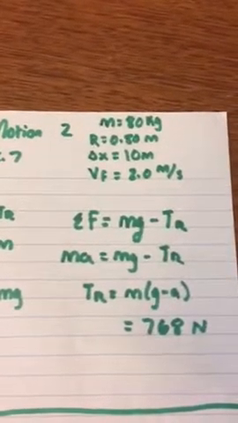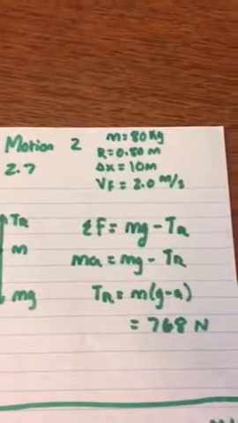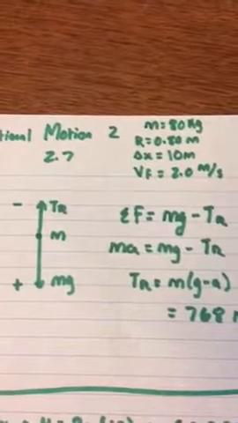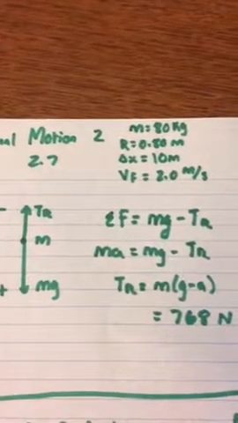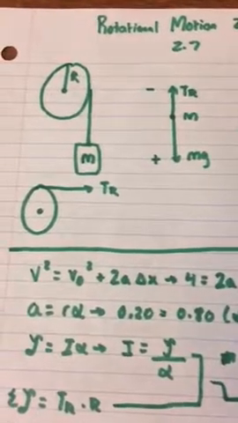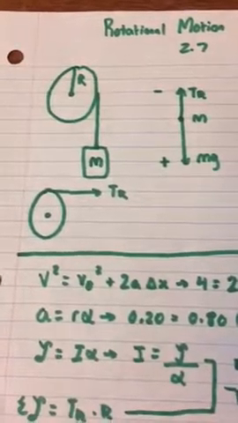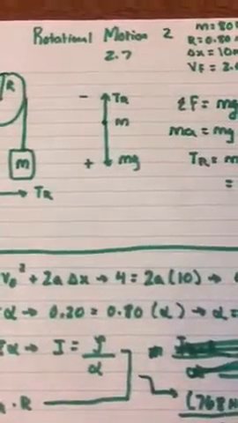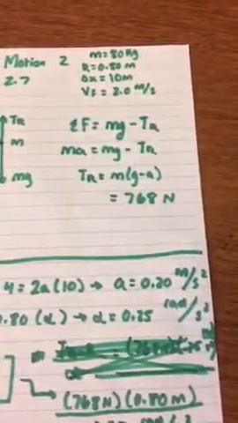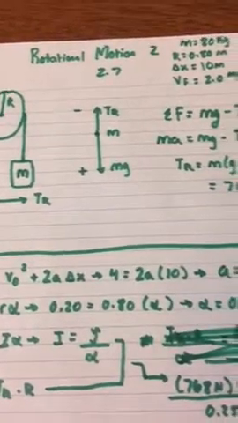Manipulating these equations a bit and plugging in our values for m as 80 kg and g as 9.8 meters per second squared, we can solve for ma because we have this first equation. We know we want to reach a velocity of 2 meters per second at the end. So we'll end up getting 4 is equal to 2a times 10. So our a is going to be 0.20 meters per second squared because our delta x is 10 meters.